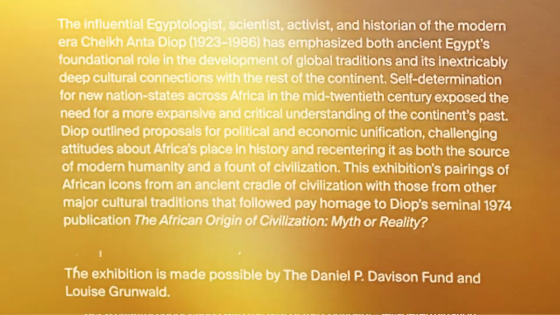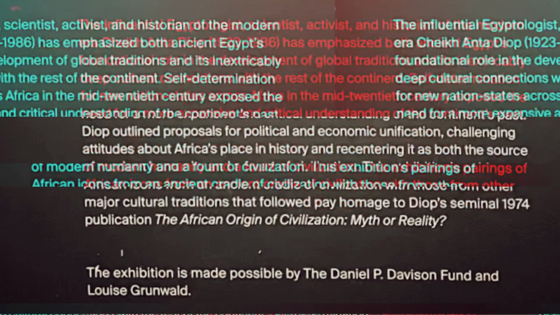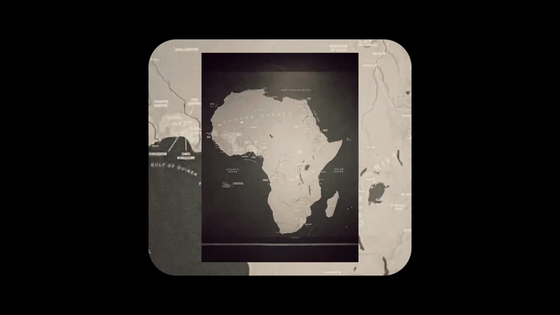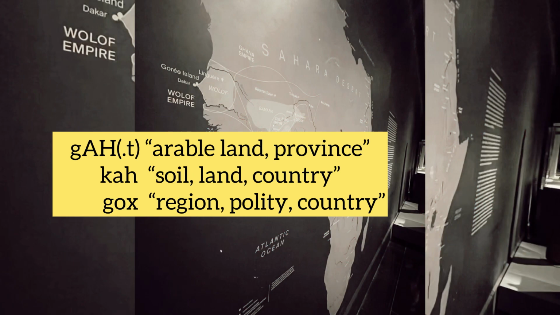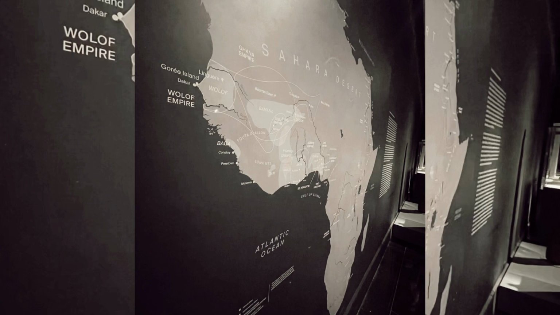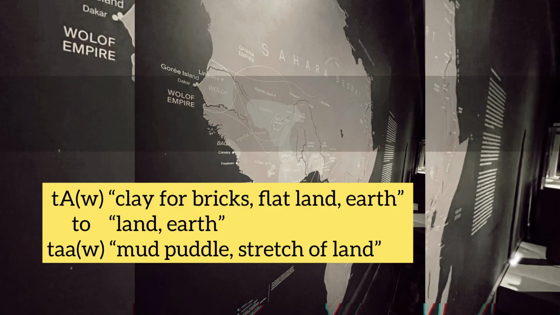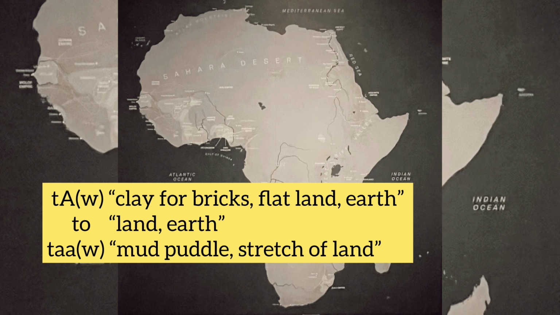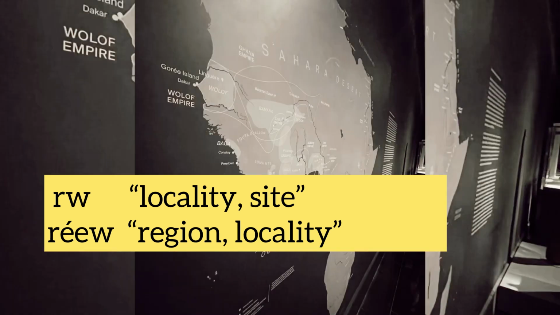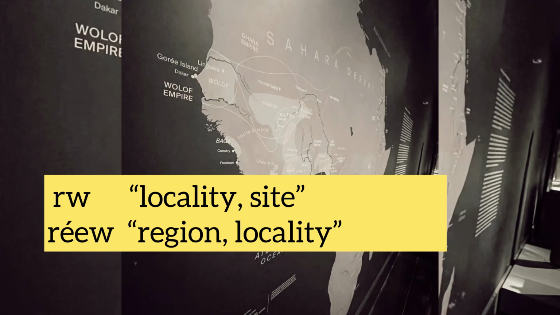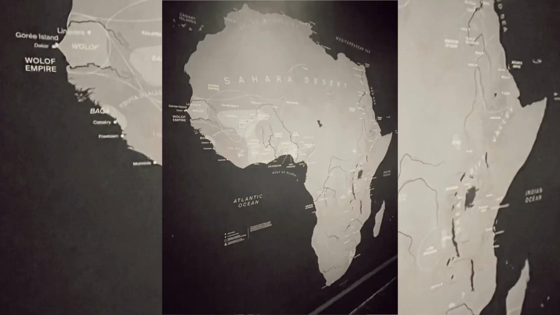Let's get it in. So as soon as you get inside the exhibit, right at the entrance, there's a giant map of Africa. And there are a few terms we could use to represent this larger theme, like Coptic Kah, soil, land, country, or Wolof Goh, region, polity, country. Note also the well-known Egyptian Ta to Coptic To, land, earth, to Wolof Ta or Tau, mud puddle, stretch of land. We could also bring up ancient Egyptian Ru or Rail, locality, site, to Wolof Reo, region, locality. Now note there's not always going to be a correlation to these in Coptic, but for the most part they are present, all right?